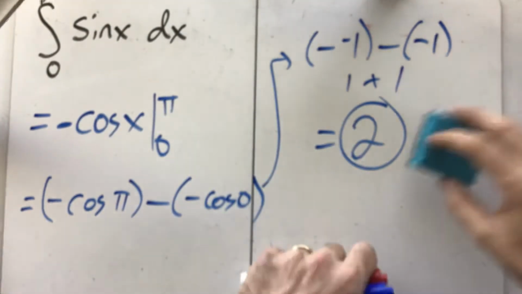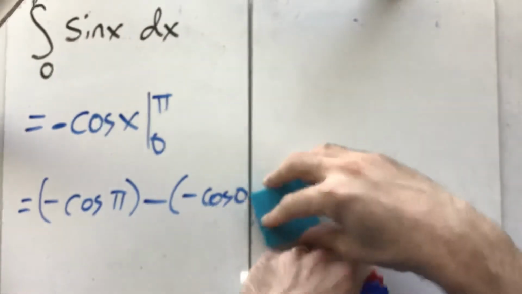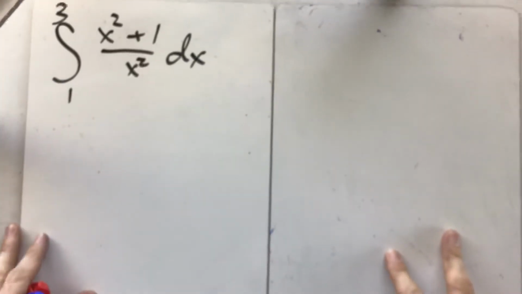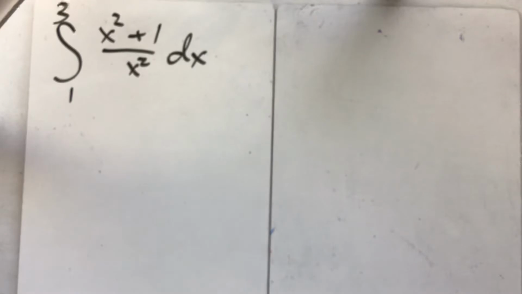Okay, let's try the last one. And in the last one, we have to do a little bit of algebra first to make it all work out. So our last one is the integral from 1 to 3 of x squared plus 1.